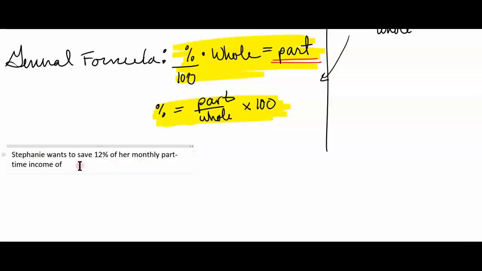Pick a number. $200. So just doing a small part-time job. Oops. Got a raise. Okay, of $200. All right. So we're asking for an amount, the part of her income she should set aside for savings each month.